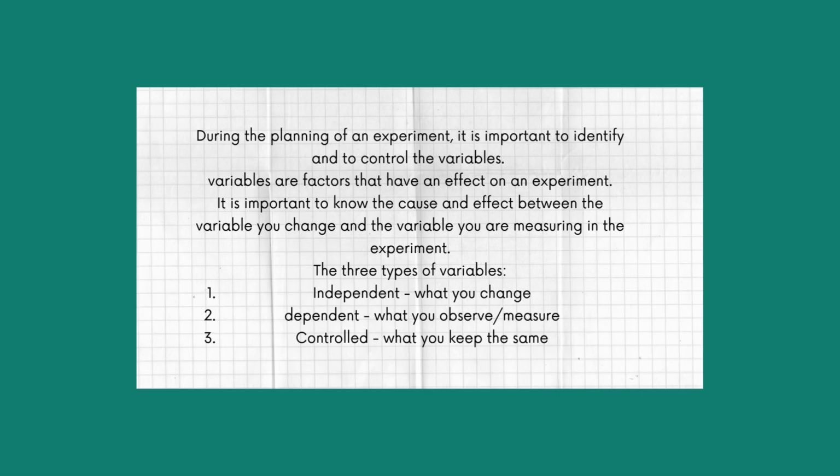During the planning of an experiment, it's important to identify and to control the variables. Variables are factors that have an effect on an experiment. It's important to know the cause and effect between the variables you change and the variables you are measuring in the experiment. The 3 types of variables are independent, what you change, dependent, what you observe or measure, and controlled, what you keep the same.